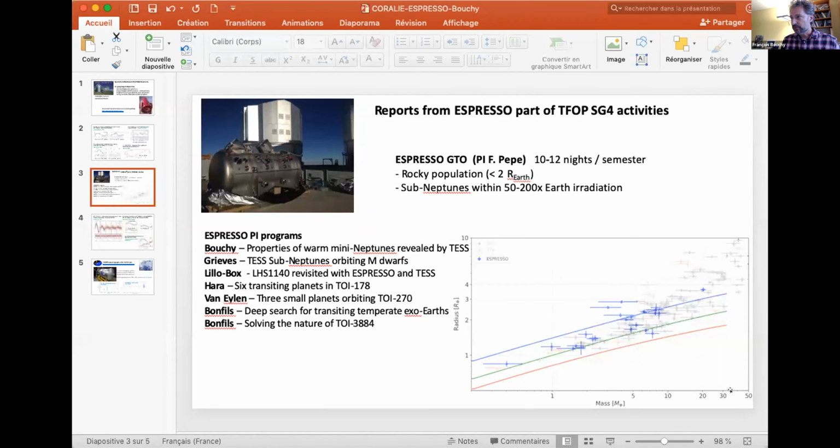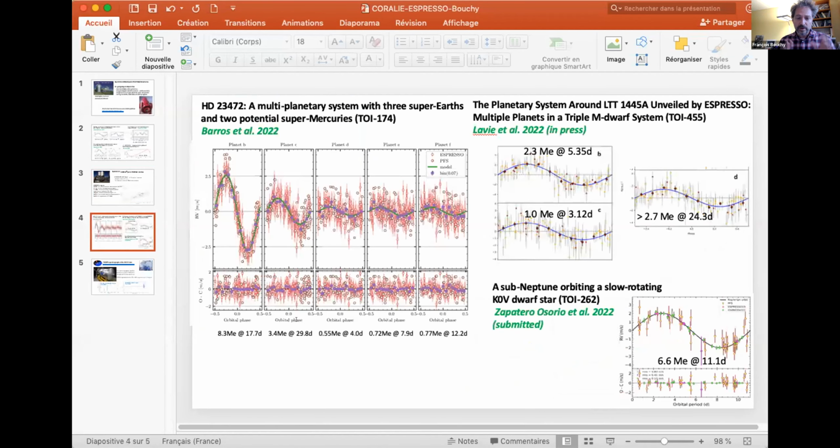So this is a mass-radius diagram with some highlights from ESPRESSO. Let me show you some very recent results. Susana Barros published five planets detected by TESS and characterized by ESPRESSO, a multiplanetary system around TOI 174. Bazylevych, we reanalyzed and obtained many more ESPRESSO data on TOI 455, including a third non-transiting planet.